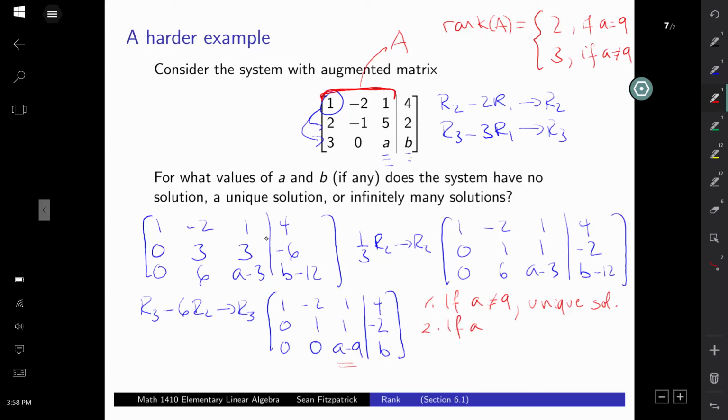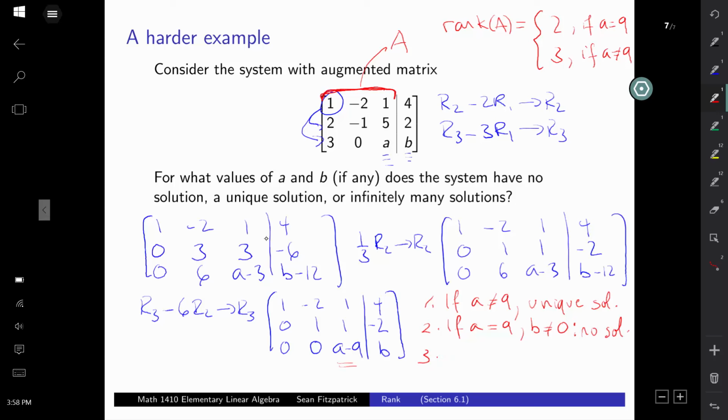If A is equal to 9, then the rank of A is equal to 2, and then we know we've got two possibilities. So if A is equal to 9, the rank of the coefficient matrix is equal to 2, right? We know then there's two possibilities. The rank of the augmented matrix is also 2, or the rank of the augmented matrix could be 3. If B is not equal to 0, then the augmented matrix would have rank 3, the coefficient matrix has rank only 2, and that means that there is no solution at all.